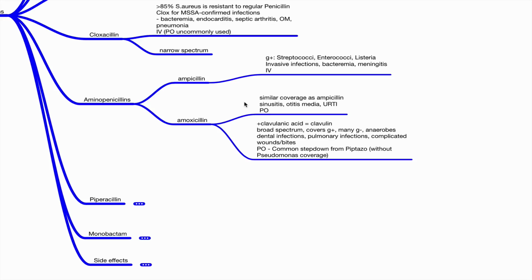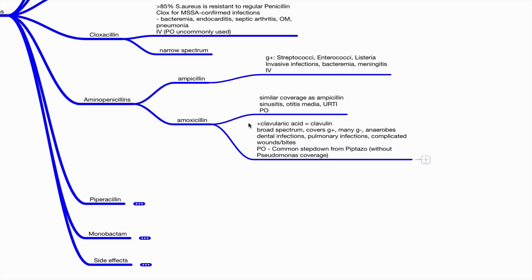Amoxicillin is really commonly seen. It has similar coverage to ampicillin, so the gram-positive coverage includes strep, enterococci, and listeria. It's used often for sinusitis, for otitis media, for URTIs, so less severe infections. It is an oral medication.